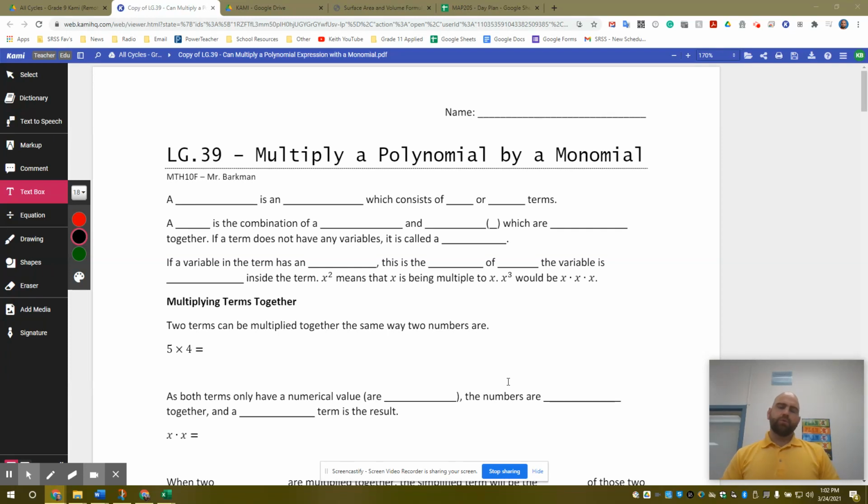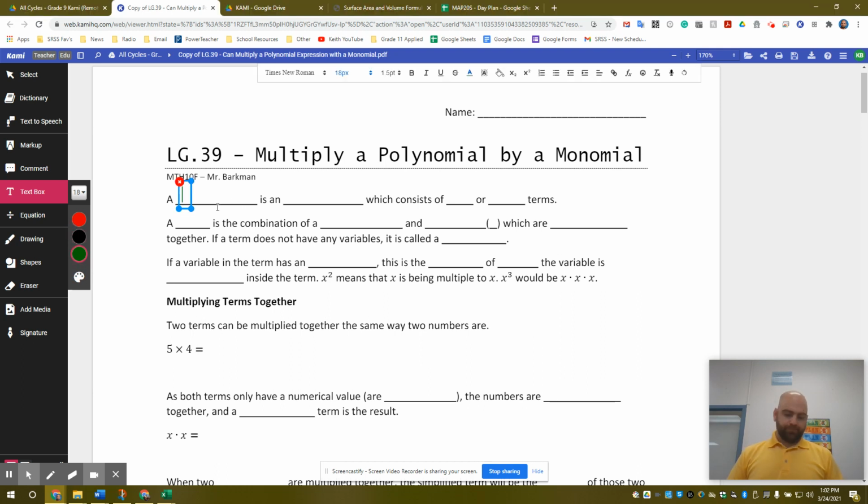So as we're moving into learning goal 39, we're going to be going back to polynomials and taking a look at what it means to put two of them together in a multiplication statement. We've looked at putting together like terms with addition, so kind of adding them together. And now we're going to take a look at when we multiply two terms together and what that looks like. So a little bit of review before we get going here.